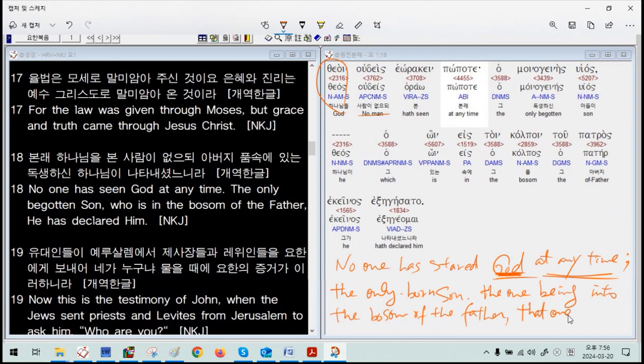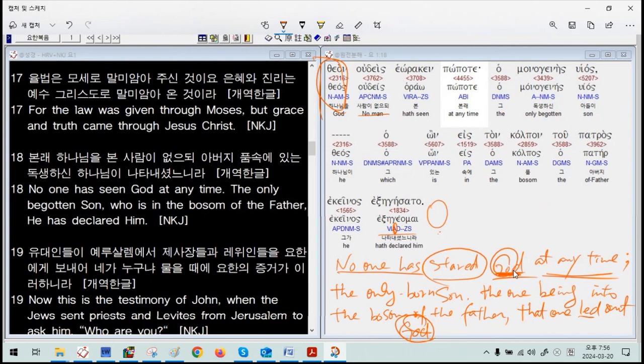led. Because this is an aorist, which is a past tense. So instead of lead, led out God. God is here, which uses the accusative, and this one also accusative on this part. So no one has discerned clearly, mentally and physically, God at any time. Right? At any time. But we know that.